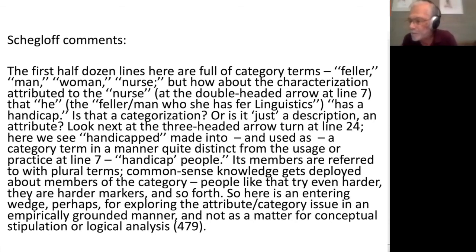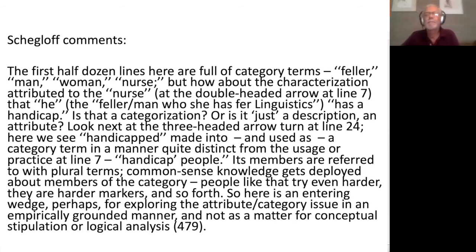Handicapped people, its members are referred to with plural terms: common sense knowledge. Common sense knowledge gets deployed about members of the category. People like that try even harder. They're harder markers and so forth. So here's an entering wedge, perhaps, for exploring the attribute category issue in an empirically grounded manner, and not just as a matter for conceptual stipulation or logical analysis.